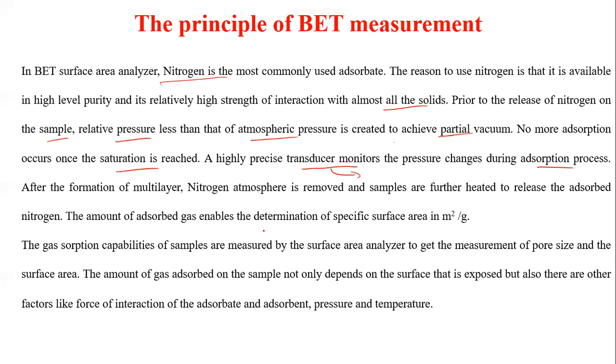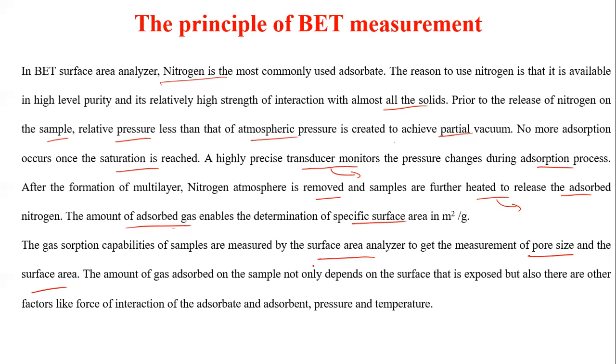Once monolayer formation takes place, then a second layer, then a third layer, because we know that BET is a multi-layer process. Once the multi-layer formation is completed, the nitrogen should be removed, and then the sample should be heated to release the adsorbed nitrogen, because both the adsorption and desorption processes are very important in BET, and both the adsorption and desorption branches will tell us something about the nature of the surface of that particular material. And finally, the amount of gas adsorbed enables determination of the specific area, that is the BET specific area of that material. So the gas sorption capabilities of the samples are measured by the surface area analyzer to get the measurement of pore size and surface area.